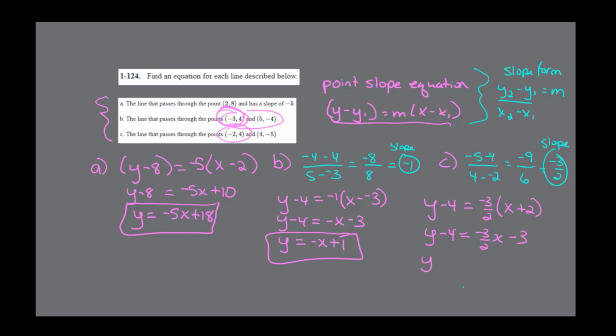Then I do the last thing, which is add 4. That's negative 3 halves x, and that's plus 1. And that is part C's answer. And that's all there is to 1-124.